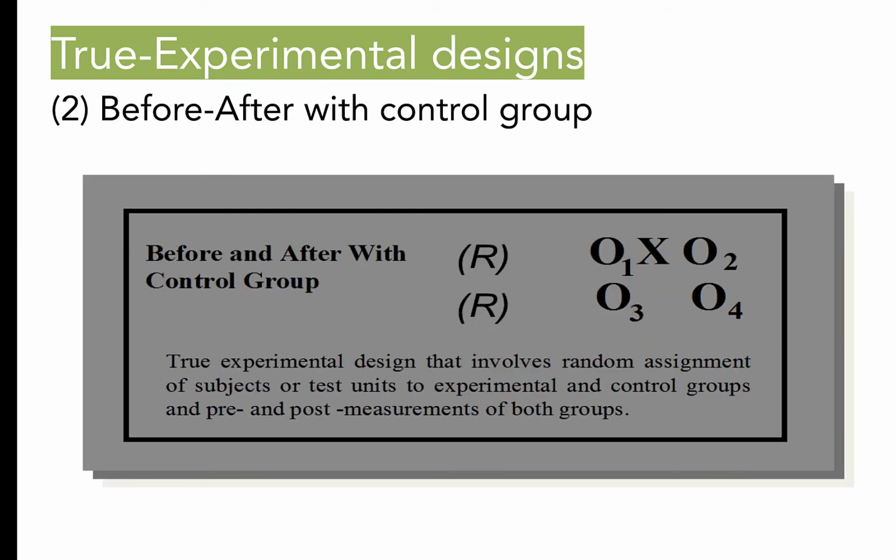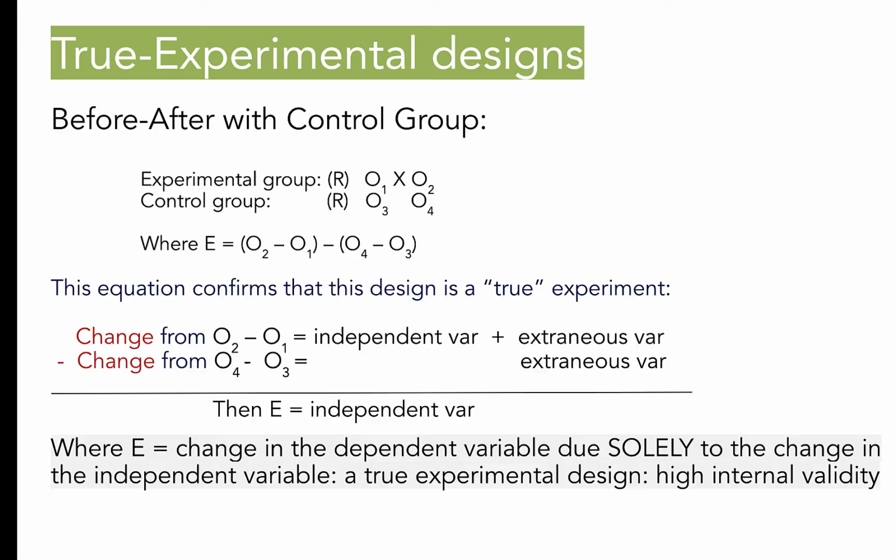A more robust design is the before-after with control group. This one has randomization, of course, because it's a true experimental design, consists of a pre-test and a post-test, and has an experimental group and a control group. So in the experimental group, the first line, you see that there is a pre-measure, then they receive the experimental treatment or the independent variable, and then there's a post-measure. In the control group, you have that same setup, except that they do not receive the experimental treatment because they're the control group. This offers a lot more robustness.